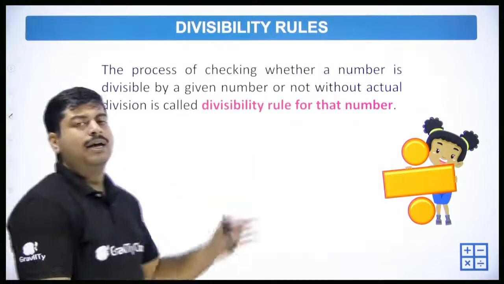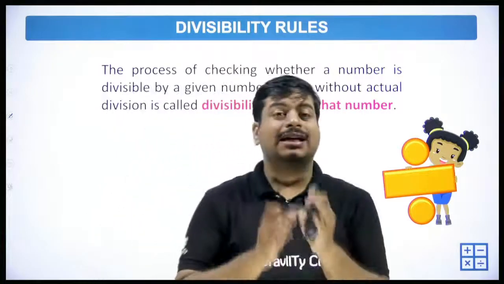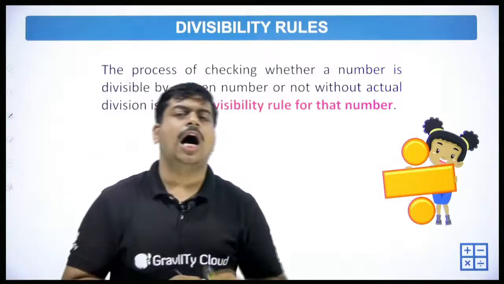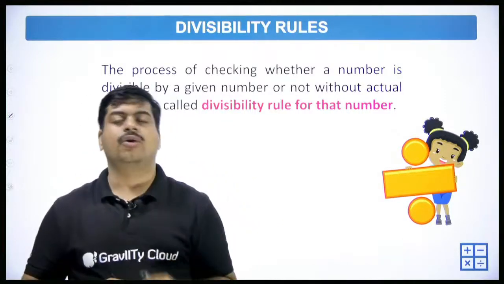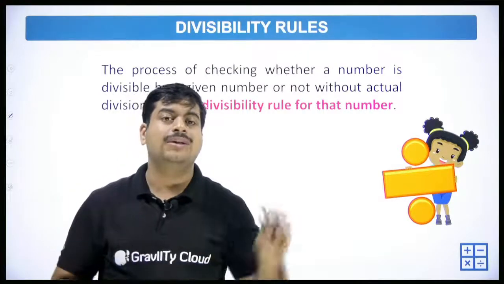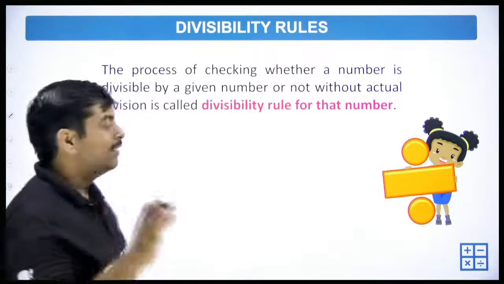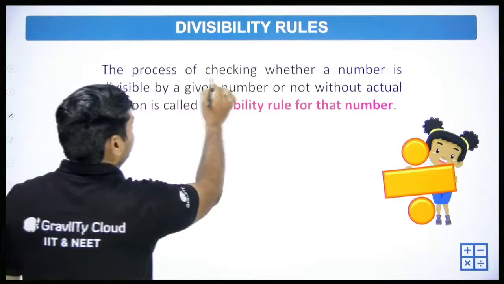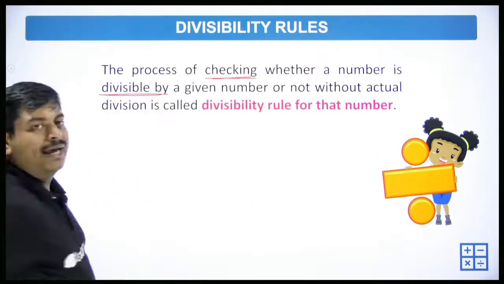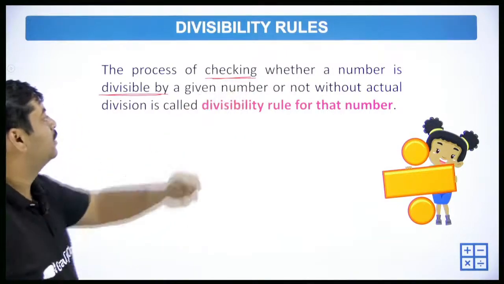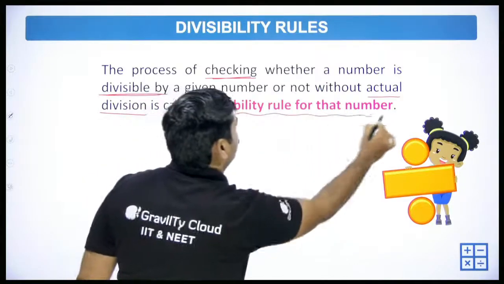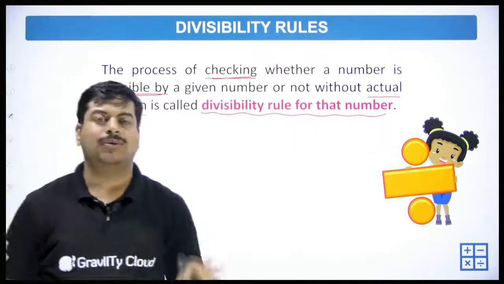Let's take the first divisibility rule. What do you mean by divisibility rule? I told you, if you take a number like 56, how can you check whether that number is divisible by 4 or not, 3 or not? There should be some logic behind that without the actual division. The process of checking or verifying whether a number is divisible by a given number or not without the actual division is called the divisibility rule for that number.